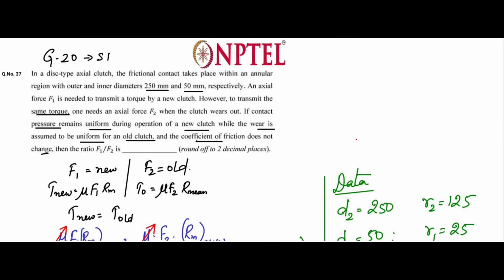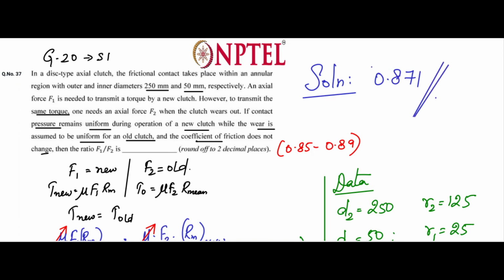This is a numerical answer type question, in which the answer key is given as the answer should be between 0.85 and 0.89. The solution we have got is 0.871, which is well within our range. So this is the solution.